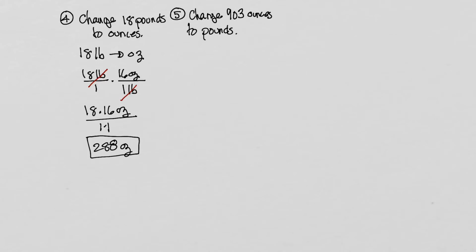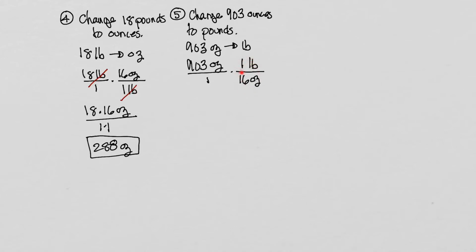Let's try a problem like number 5, where we're going to go the opposite direction as we did in number 4. In number 4, we went pounds to ounces, and now let's go 903 ounces to pounds. So I'm going to start with a 903 ounces over 1 times, and now we're going to use our conversion factor. We know that there's 16 ounces in 1 pound, but what we've got here is ounces on the top. So I want ounces on the bottom, so they cancel. So I'm going to write our 16 ounces on the bottom and the 1 pound on top.